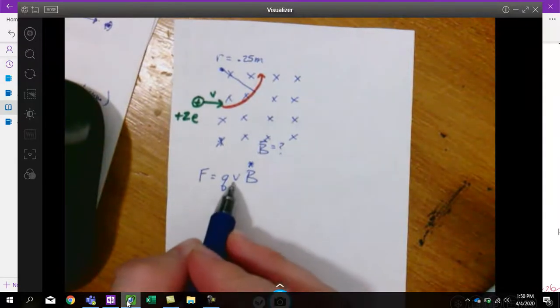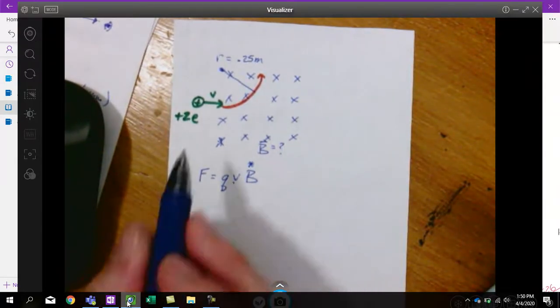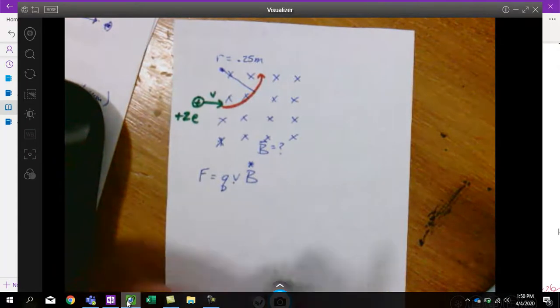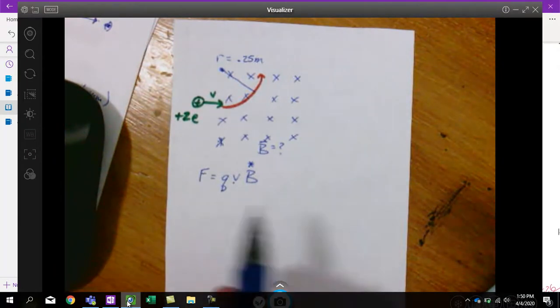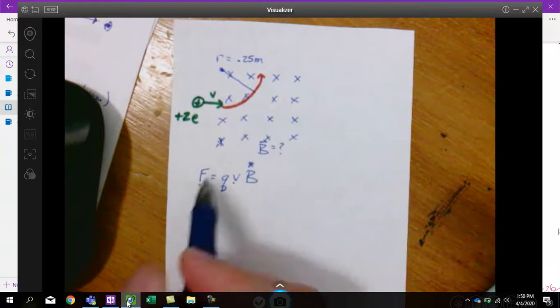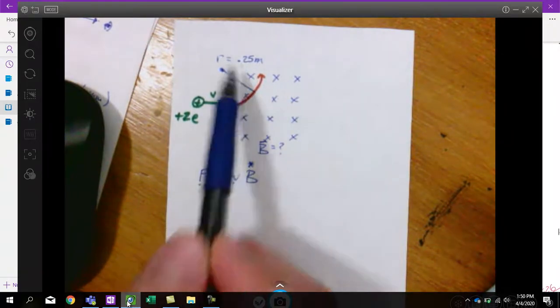We know the velocity, that's given. We know the charge is 2 times E. We even know which direction it's going to turn. But how in the heck is the force supposed to be related to its radius of curvature?